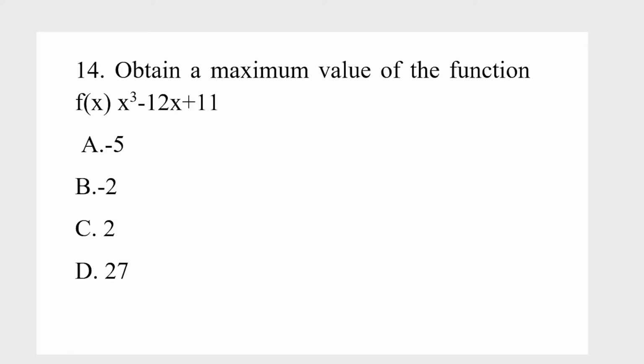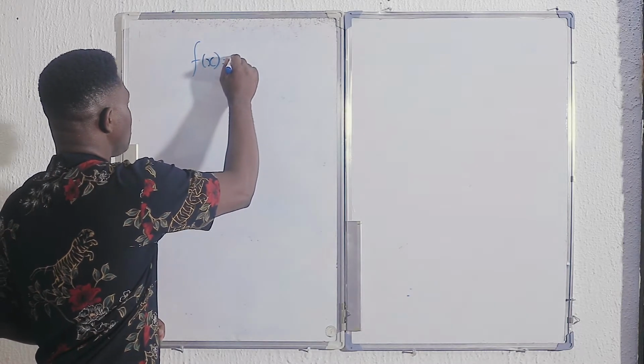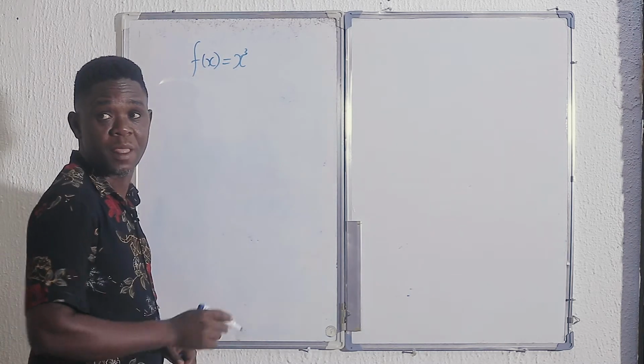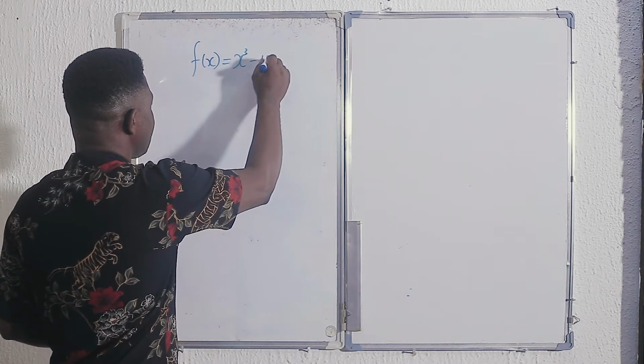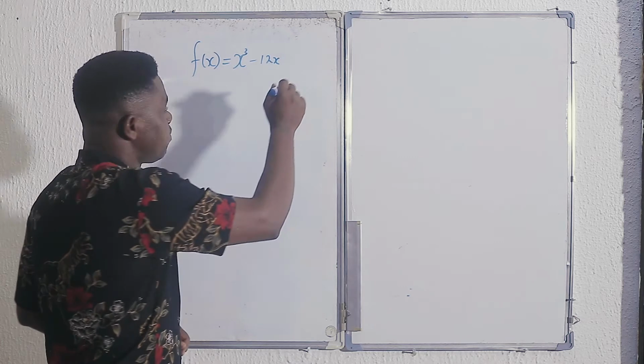Obtain a maximum value of the function f of x equal to x cubed minus 12x plus 11. So let's give the function first. The function is f of x equal to x cubed minus 12x plus 11.